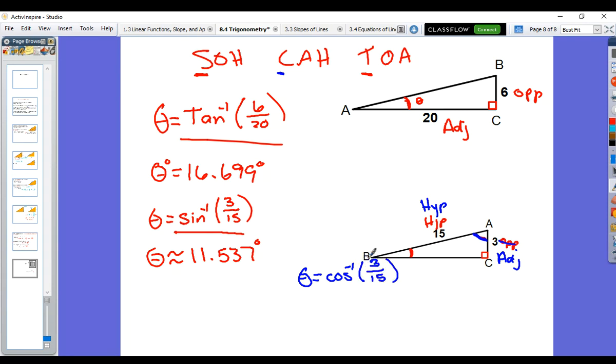This is what goes in the calculator. We'll hit second cosine to get that inverse trig function, and then 3 divided by 15. You get theta equals 78.463.